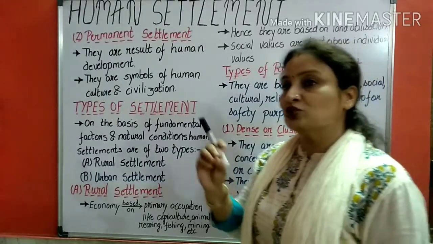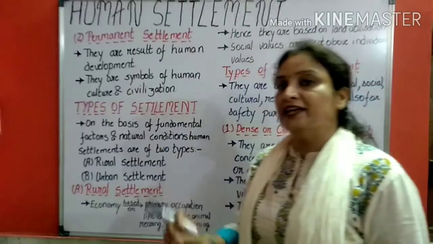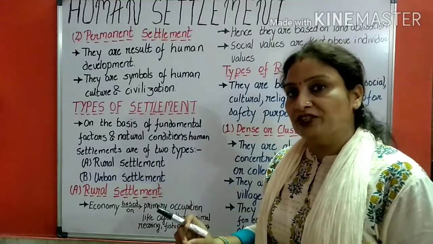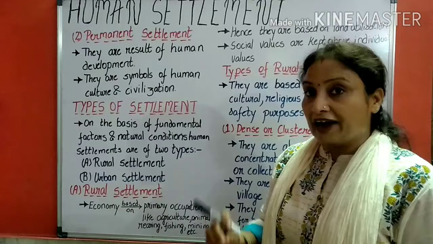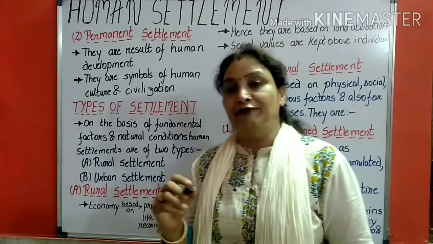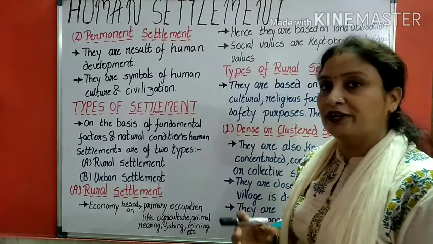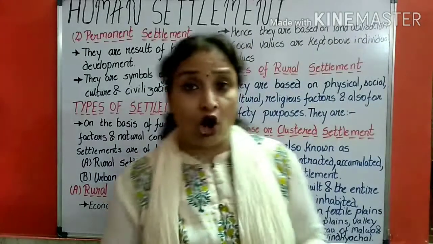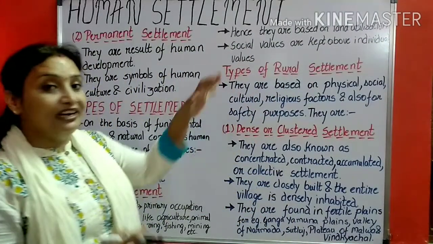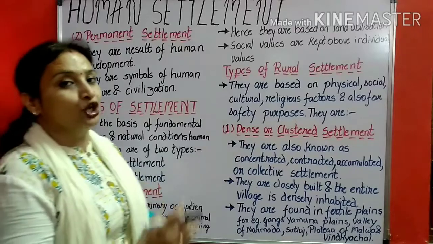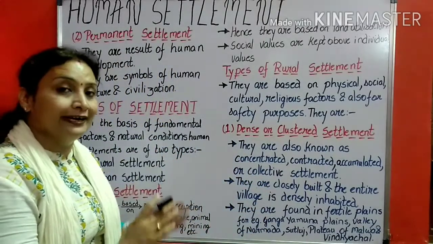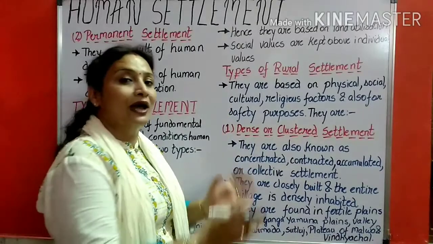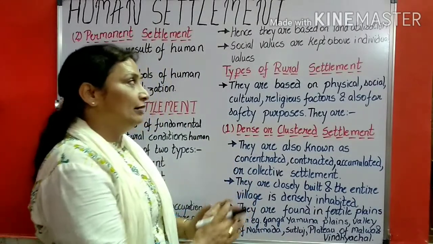Rural settlements' total economy is based on primary occupation. Primary occupation includes agriculture, mining, fishing, collection of forest produce. All these things involve land utilization. Social values are taken into consideration and individual values are kept aside.